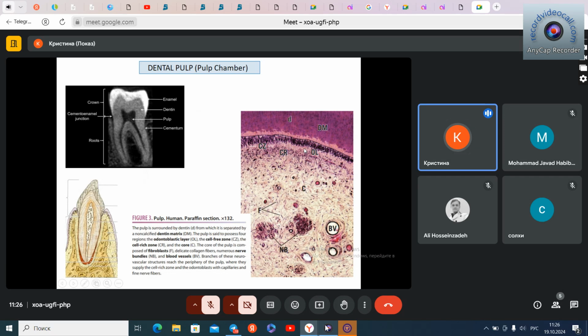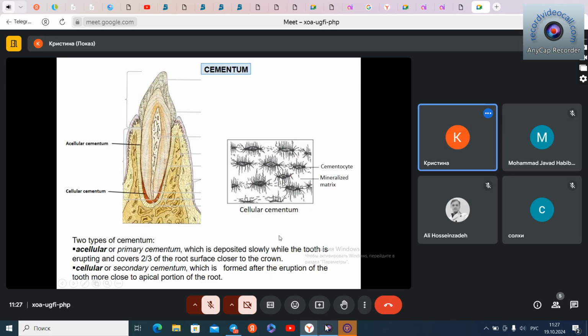Next goes the intermediate zone. It is composed of cell-free zone. CZ stands for cell-free zone. In this area we see very few cells. And next, cell-rich zone. CR is for cell-rich zone. Here we see cell bodies of fibroblasts and other cells. And most of the volume of the pulp is the central core zone, with loose fibrous connective tissue, blood vessels, nerves, nerve bundles, and etc.